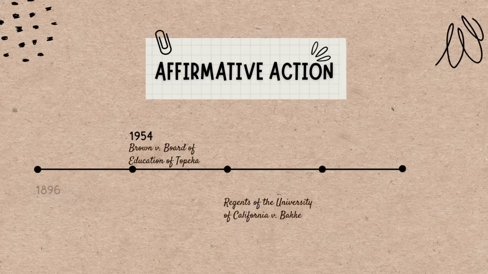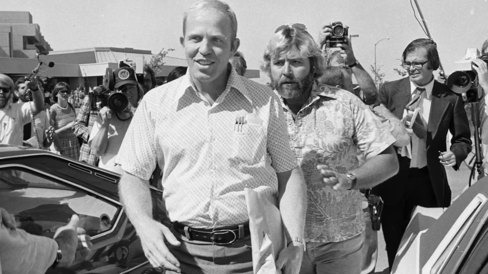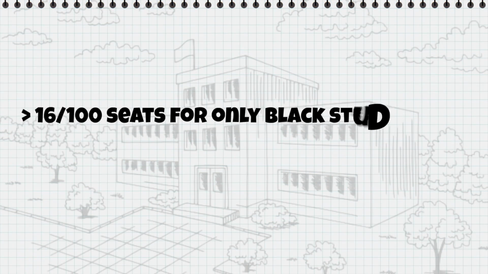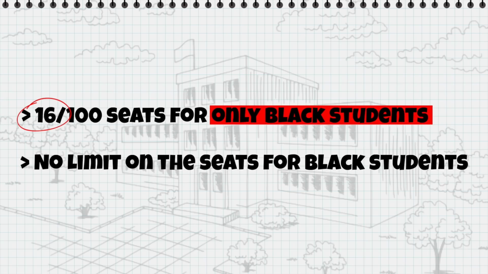So now let's fast forward 23 years after Brown versus Board of Education was decided to the year 1977. The case is Regents of the University of California v. Bakke. Now, Bakke was a white man who wanted to go to medical school, and he was a very strong candidate, but there were a limited number of seats for white students. See, the school held 16 of the 100 seats at the medical school for only black students, while there was no limit to the amount of seats black students could occupy. But for those 16 seats, race was an essential element that needed to be satisfied.